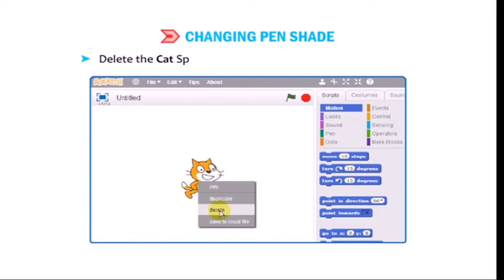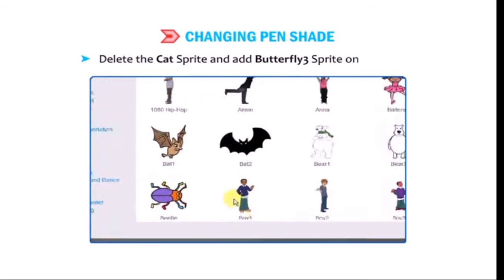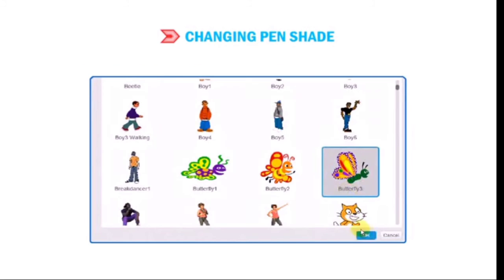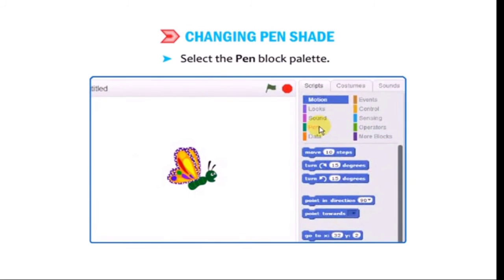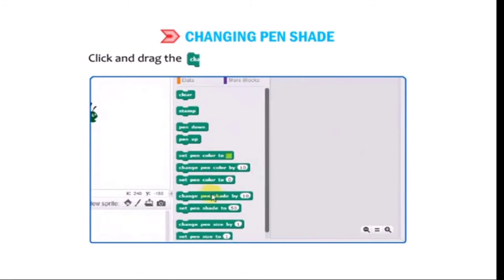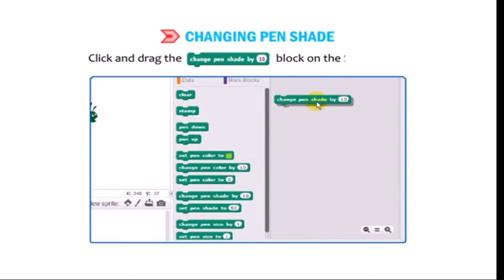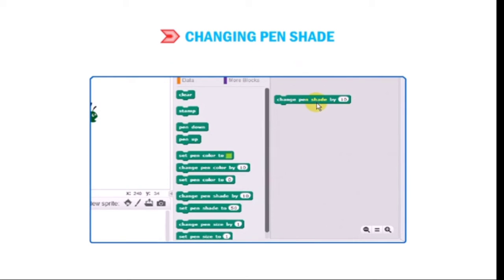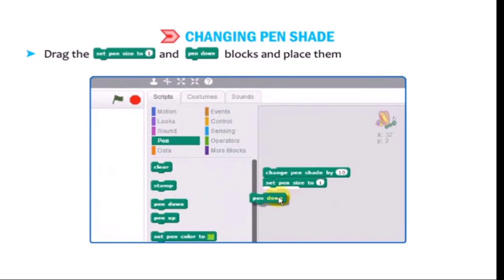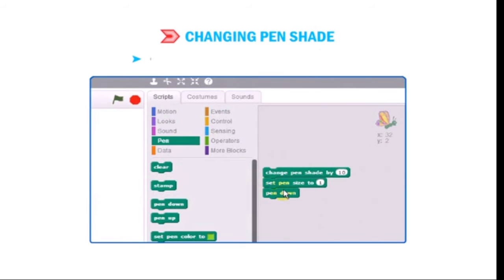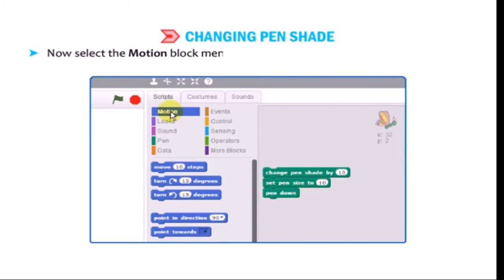Delete the cat sprite and add butterfly 3 sprite on the stage. Select the pen block palette. Click and drag the Change Pen Shade by 10 block on the script area. Drag the Set Pen Size to 1 and Pen Down blocks and place them under the Change Pen Shade by 10 block. Change the value to 10 in the Set Pen Size to 1 block. Now select the Motion Block menu and drag the Move 10 Steps block on the script area.